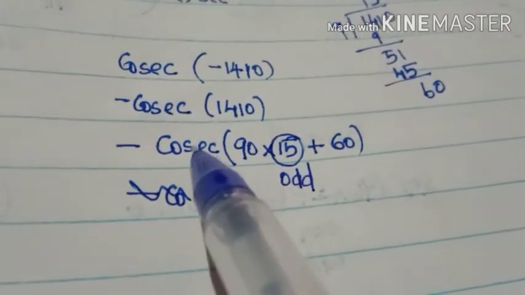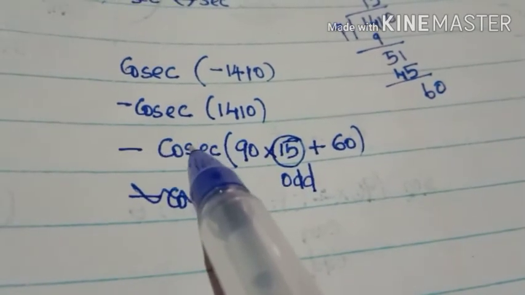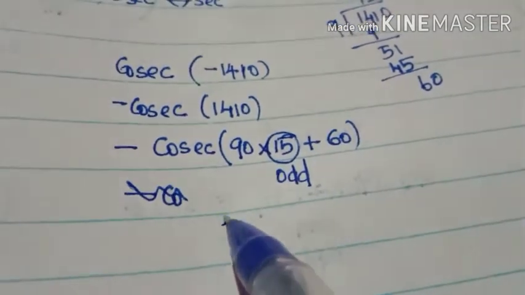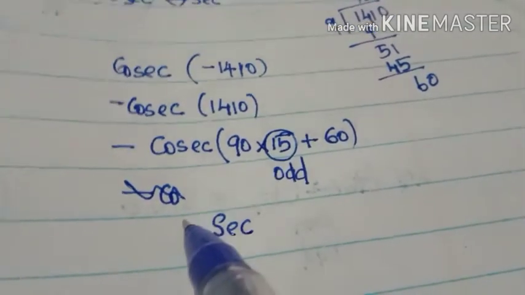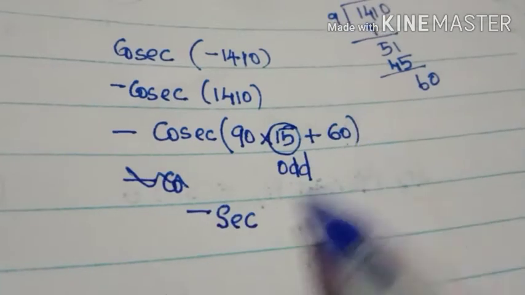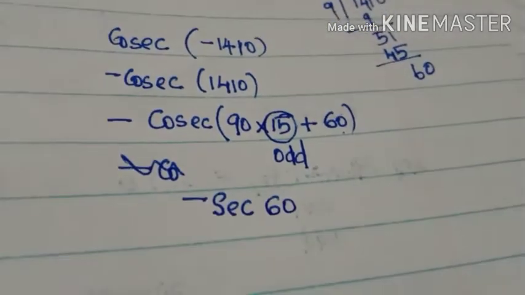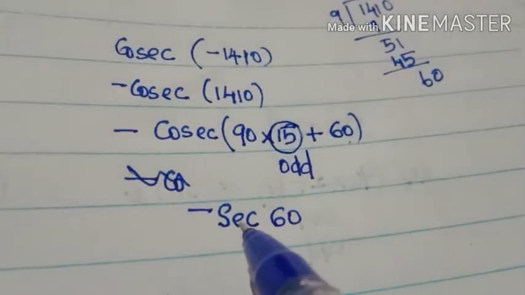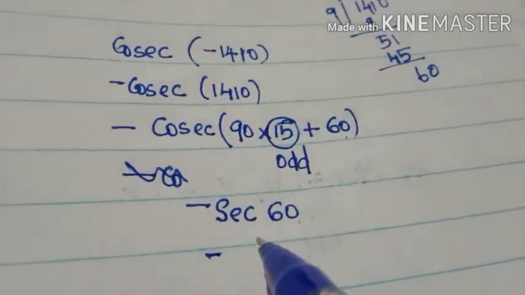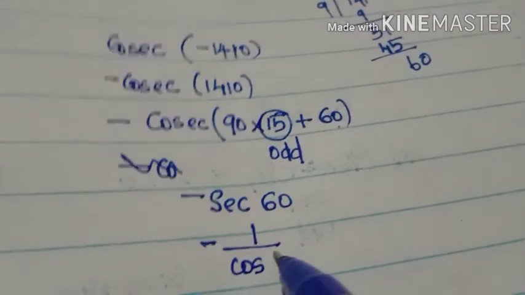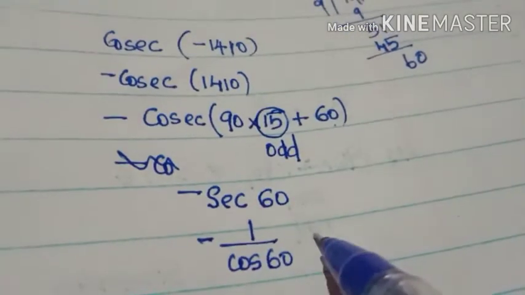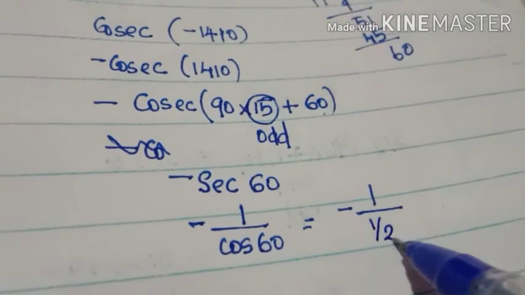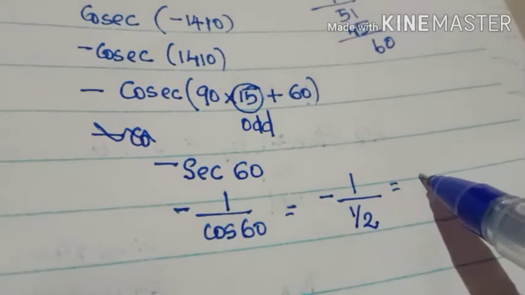So you have to write the complementary ratio of cosec. What is the complementary ratio of cosec? It is sec. So minus sec, write this acute angle, 60. Minus sec 60. Now listen, sec is the reciprocal of cos. So you can convert this into 1 by cos 60. It is negative 1 by, what is cos 60? 1 by 2. So it is negative 2.